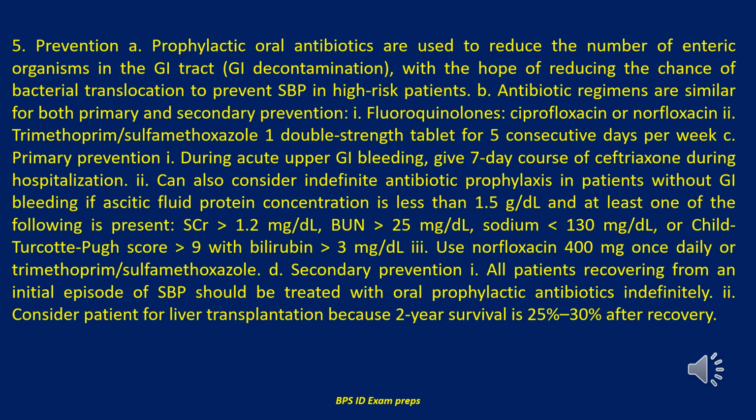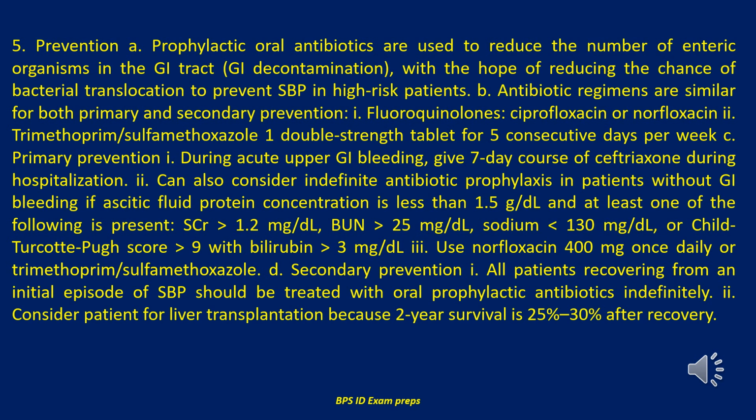B. Antibiotic regimens are similar for both primary and secondary prevention. 1. Fluoroquinolones such as ciprofloxacin or norfloxacin are used. 2. We can also use trimethoprim-sulfamethoxazole 1 double-strength tablet for 5 consecutive days per week. C. Regarding primary prevention of SBP, 1. During acute upper GI bleeding, give 7-day course of ceftriaxone during hospitalization.